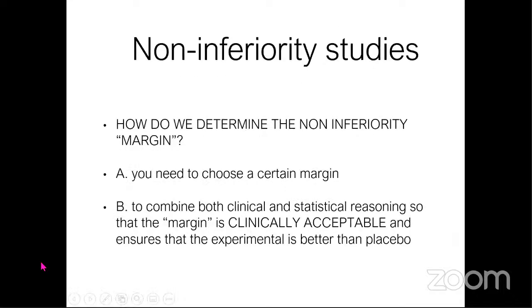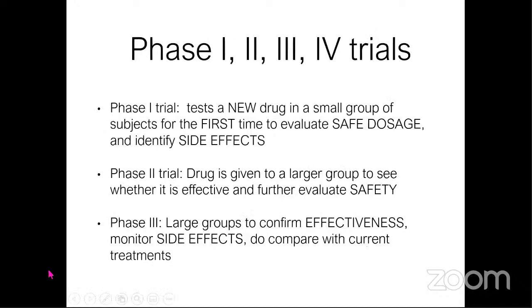Okay. So non-inferiority studies, how do we determine the margin? So you need to choose a certain margin and combine both clinical and statistical reasoning so that it is clinically acceptable and ensures that the experimental is better than placebo.